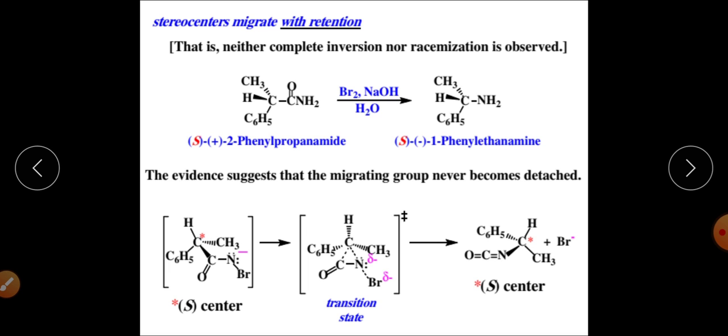The second point that we can say in support of this mechanism being intramolecular in nature is the stereochemistry of this reaction.